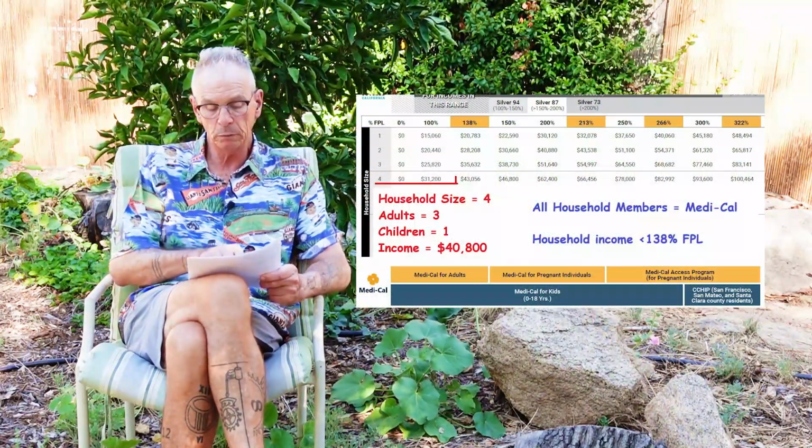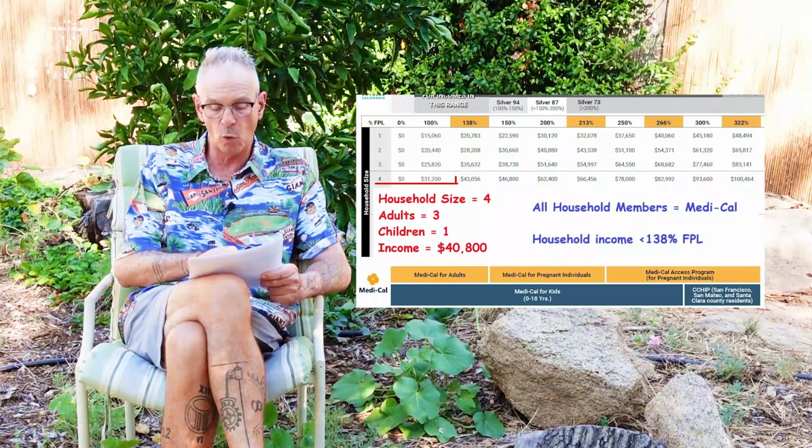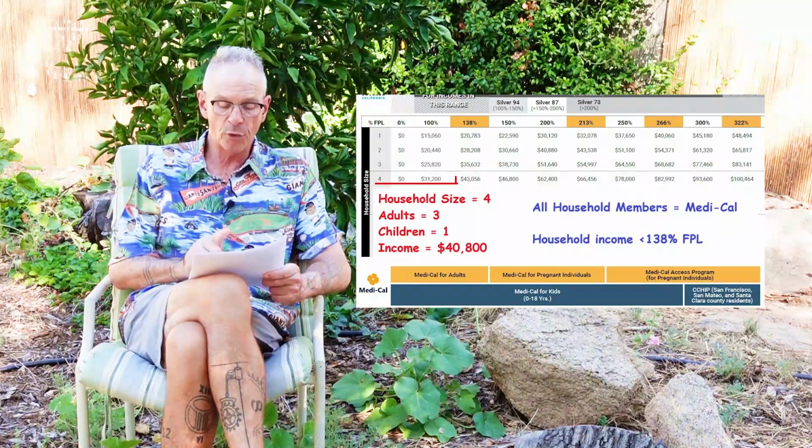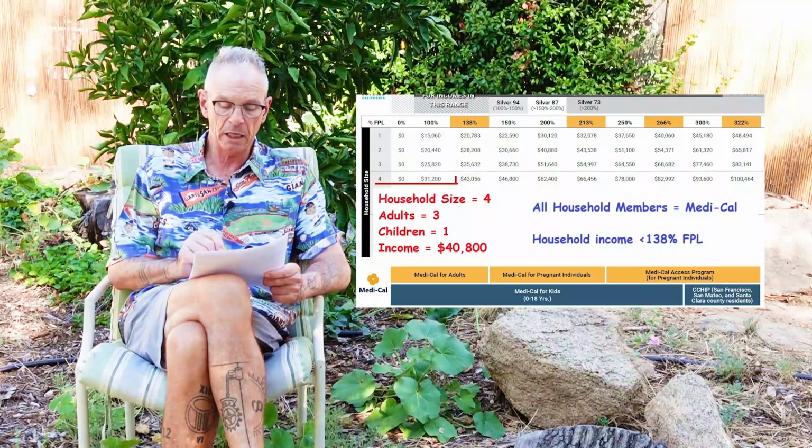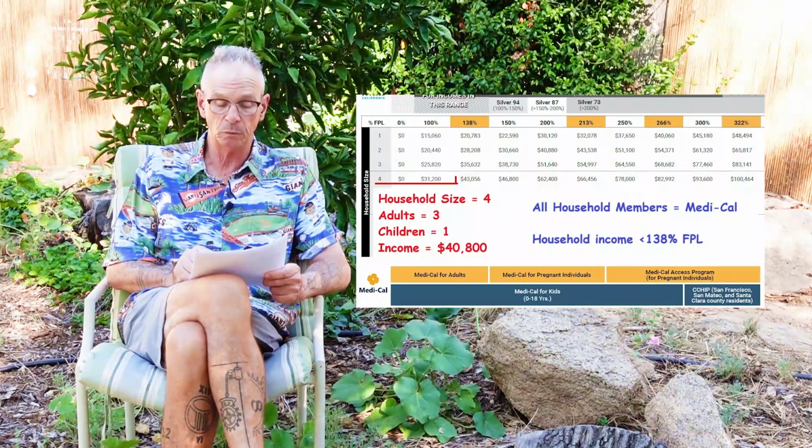Household of 4, you come over there, you go down to row 4, and then you go across. 3 adults, 1 child, an income of $40,800. Well, that's below 138% for the household size. Everyone is Medi-Cal, 0 cost.